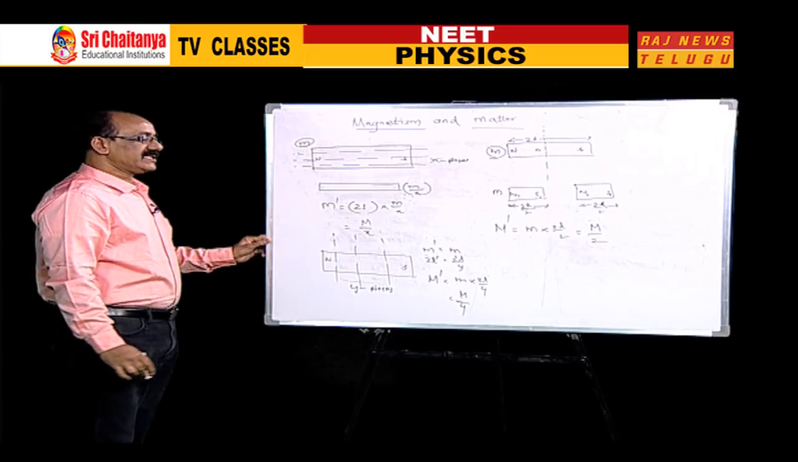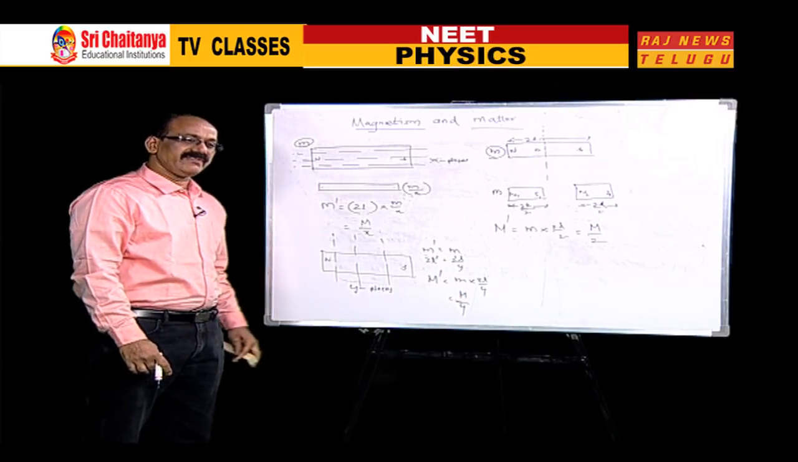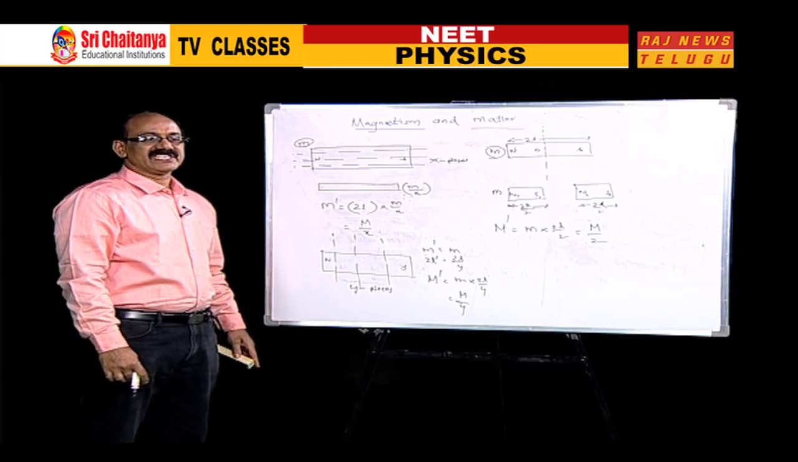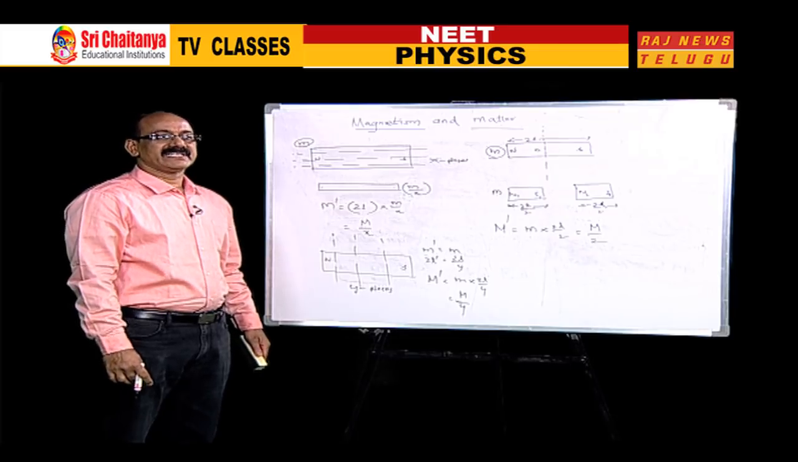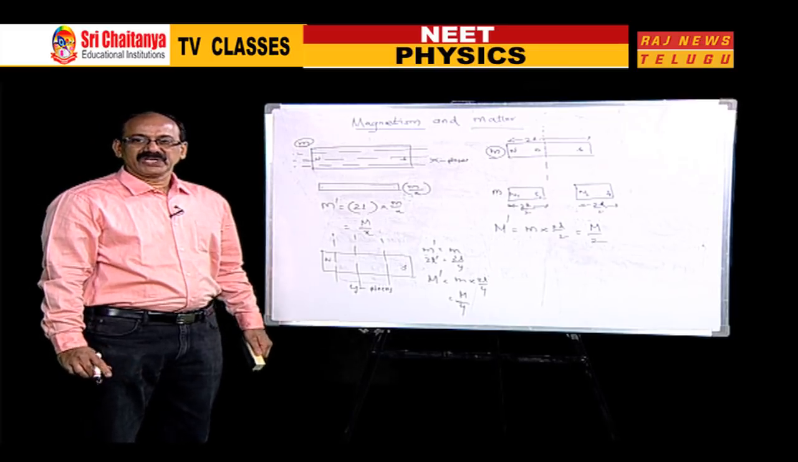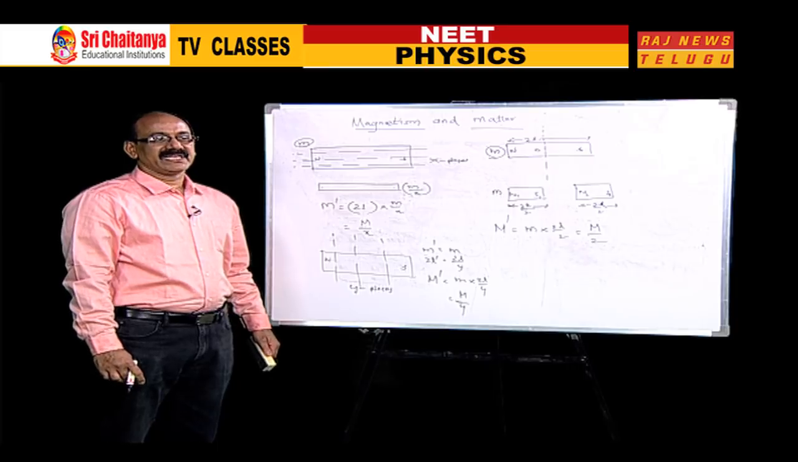Like this we can talk about even the magnetized wire. If it is bent into an arc of a circle, or bent into a V shape at the midpoint, etc., what happens to the magnetic moment of the new bent wire, we will discuss in the next classes.